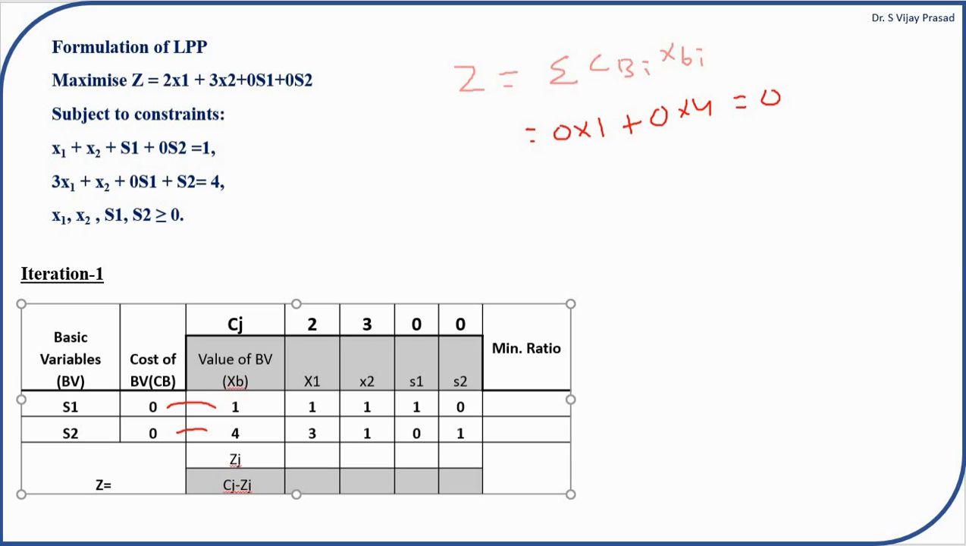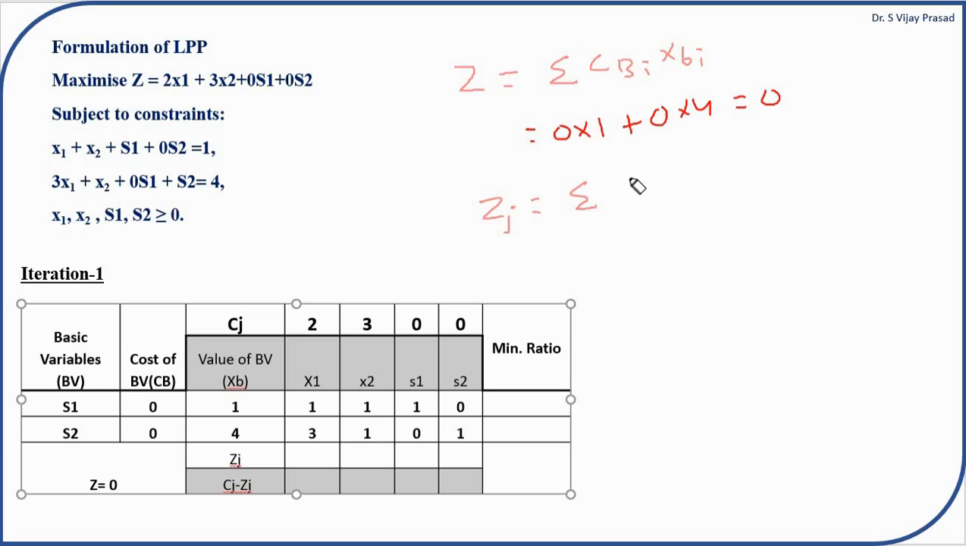Now, the Z value is going to be 0 here. Very similarly, we are going to calculate the ZJ values for each and every column. The first column, ZJ values. Here, I am going to write a formula for the ZJ.